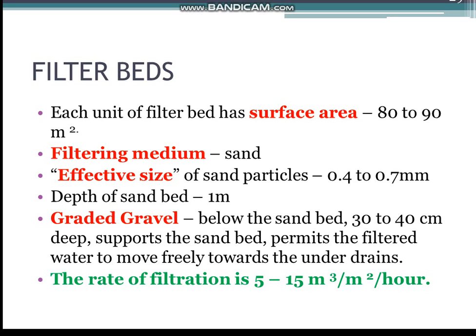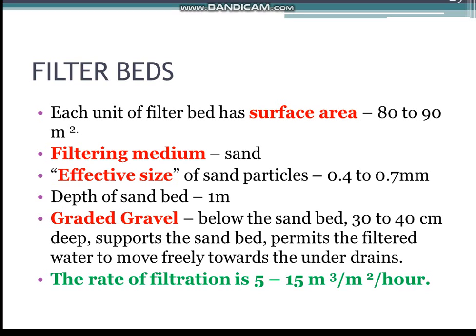Below the sand bed is a layer of graded gravel, 30 to 40 centimeter is the particle size, and it is around 1 to 1.5 feet deep. The gravel supports the sand bed and permits the filtered water to move freely towards the under drains. This is somewhat similar to what we have seen in a slow sand filter. The depth of the water on the top of the sand bed is 1 to 1.5 meter. The under drains at the bottom of the filter bed collect the filtered water.